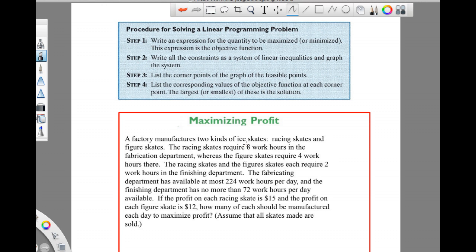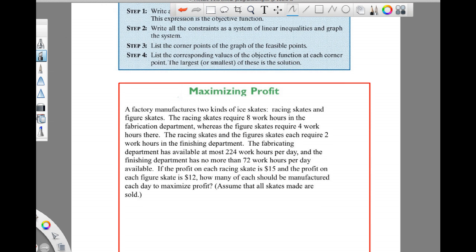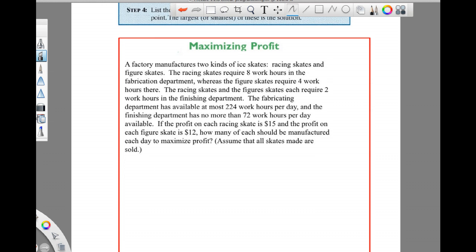It says write an expression for the quantity we maximize and minimize. That is the objective function. Then write the constraints. Those would be the less than or equal signs or the greater than or equal ones. Find the corner points, and then plug those corners into the objective function and see what happens.